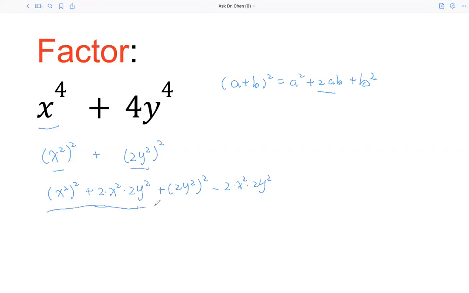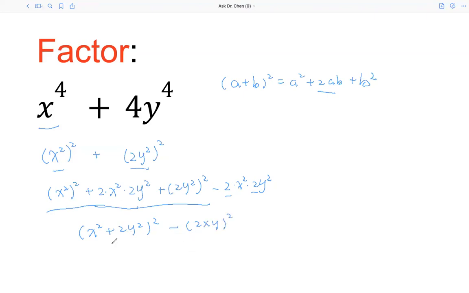Now this becomes a perfect square, x squared plus 2y squared, right? Then minus this, which will have 2 times 2, which is 2 squared. So this can be written as 2xy squared.